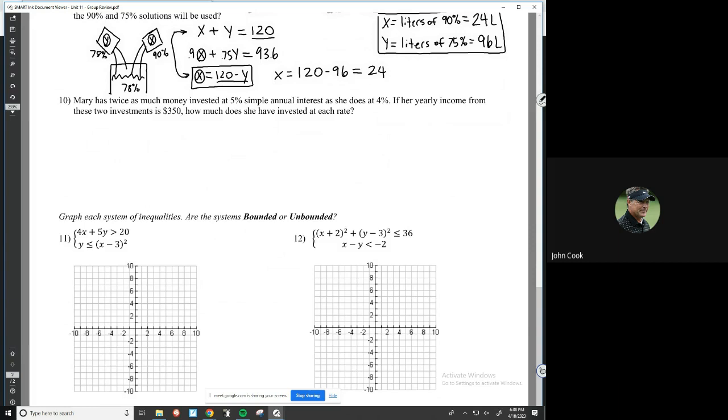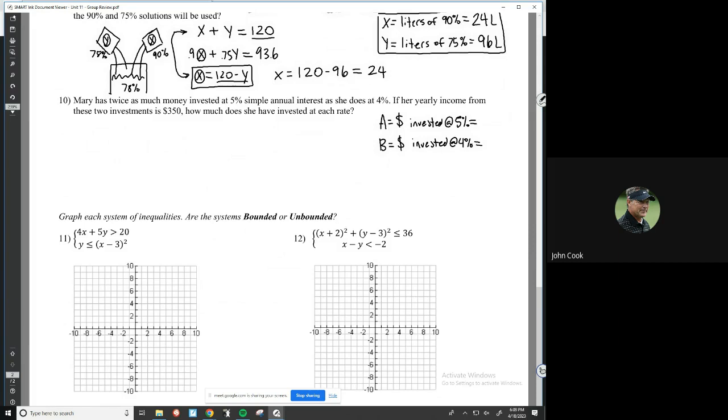So let's start writing up our variables at the end. Let's say that A is the amount of money invested at 5%. And let's say that B is equal to the amount of money invested at 4%.